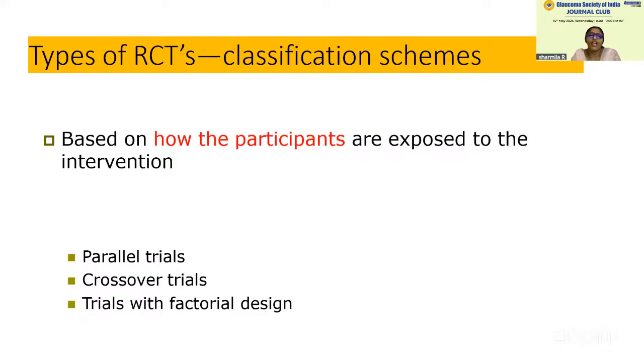Types of RCT. Now moving on to the types of RCTs. The RCTs can be classified based on how the participants are exposed to a particular intervention. So it's very clear that this classification is based on how the participants are exposed. Based on that, they can be classified as 3 types of RCTs. One is a parallel trial. The second one is a crossover trial. And the third one is a trial with factorial design.